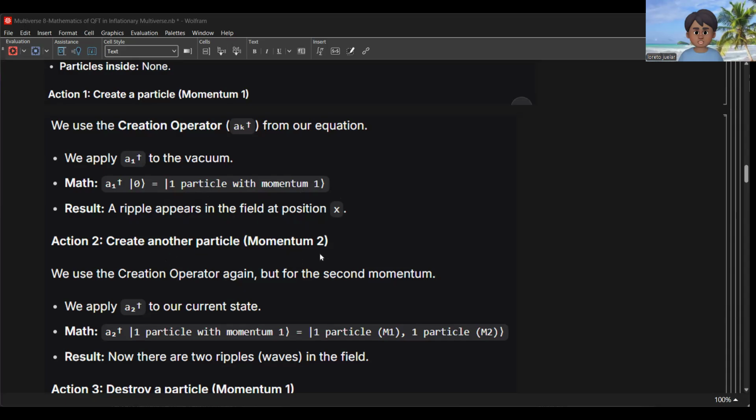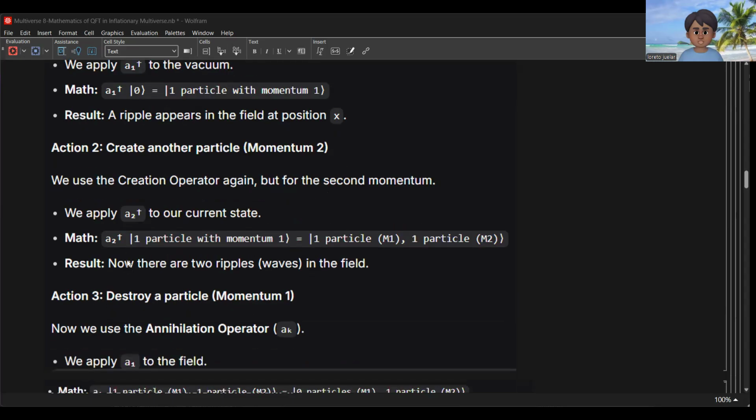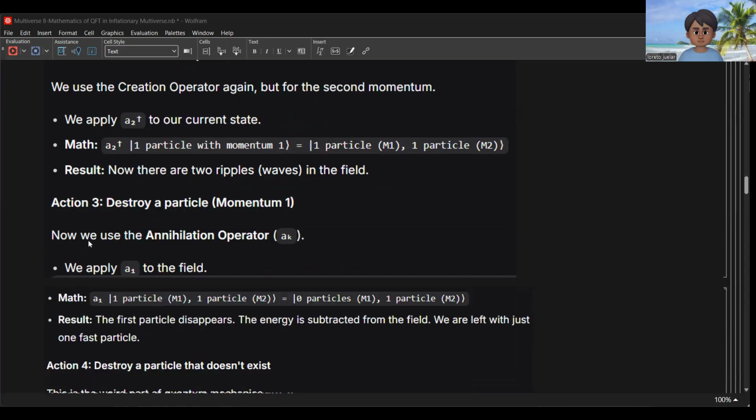And action two, create another particle, momentum two. We use the creation operator again, but for the second momentum. We apply the creation operator on one particle with momentum one. So we have the result here: one particle with momentum one and one particle with momentum two. There are two ripples, two waves, in the field.